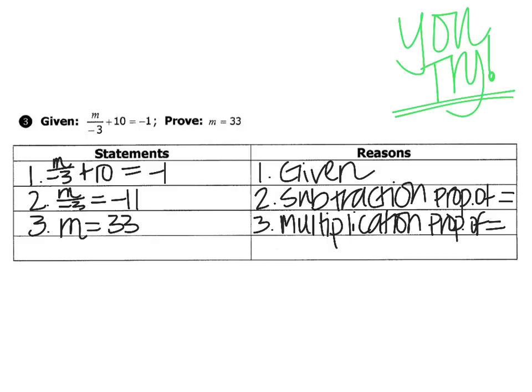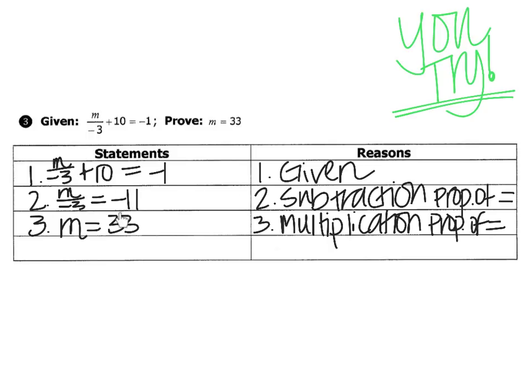So this is what your proof should have looked like. Starting out with statement number 1, we write out our given equation, and then our reason is that it's given. Then number 2, our next step in solving this algebraic equation would be to subtract 10 from both sides. So we subtract 10, and we get that m divided by -3 equals -11. And what we did to get statement number 2 was subtract something from both sides of the equation, so our reason would be subtraction property of equality.